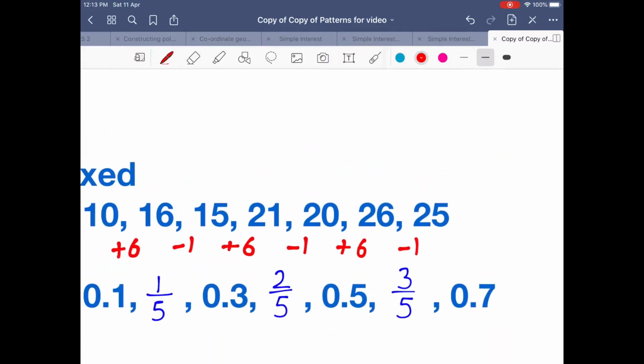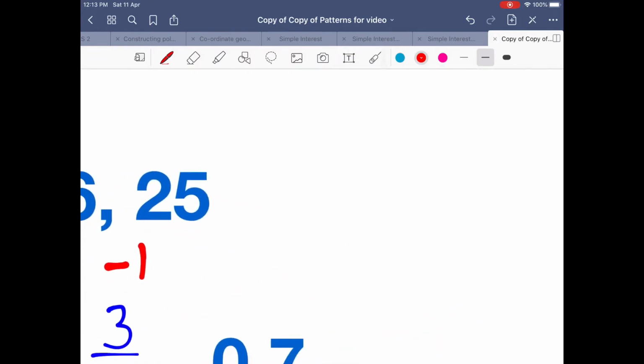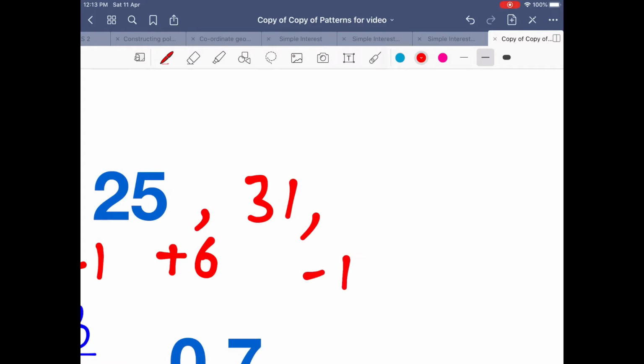So we are seeing that that is the pattern. Plus 6, take away 1. So here we must add 6. 25 plus 6 will give me 31. And 31 minus 1 will give me 30.